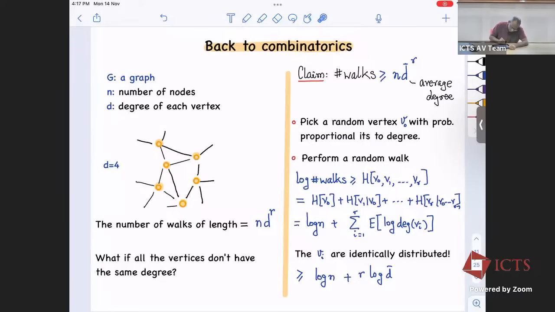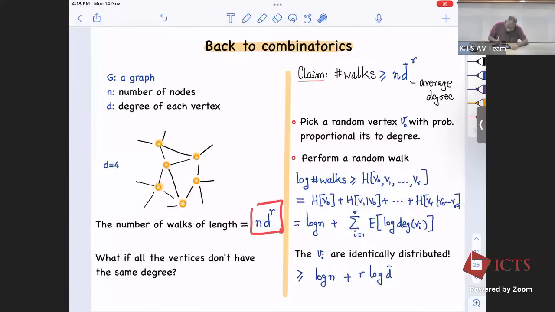Suppose you have a graph like this, a collection of nodes connected by edges, and every node has exactly d neighbors. Now the question is, how many ways are there to walk in this graph for r steps? The first vertex you can choose in n ways, and then you take a first step, you have d possibilities, and then wherever you are, you have again d possibilities. You can retrace, you can go back also. So it's n times d to the power r is the number of possibilities, and this is exact.